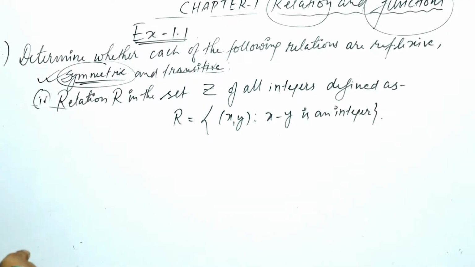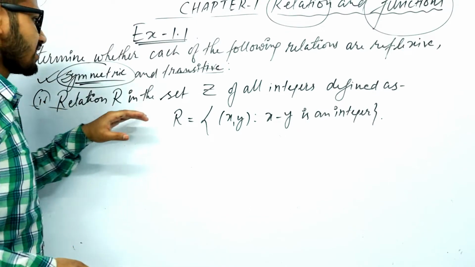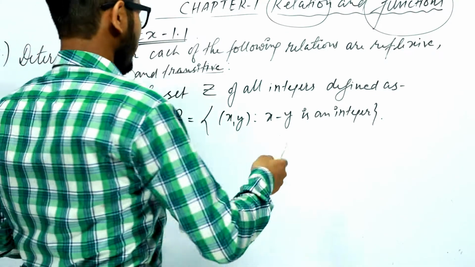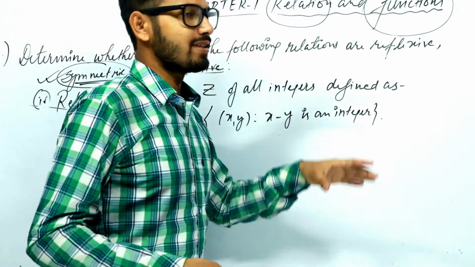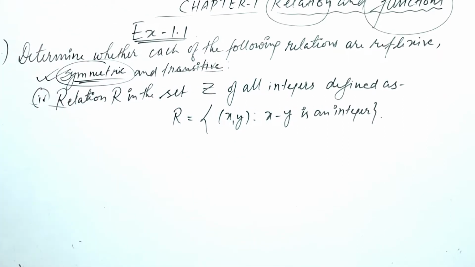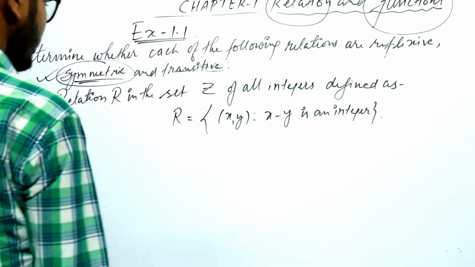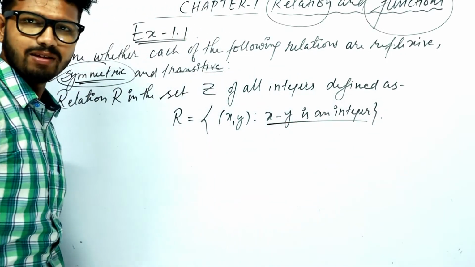So here is our next question, question number 4. Relation R in the set Z of all integers is defined as R equal to x comma y, where x minus y is an integer. It's a very simple fact. Now the important thing comes here, that x minus y is an integer. What does integer actually mean?